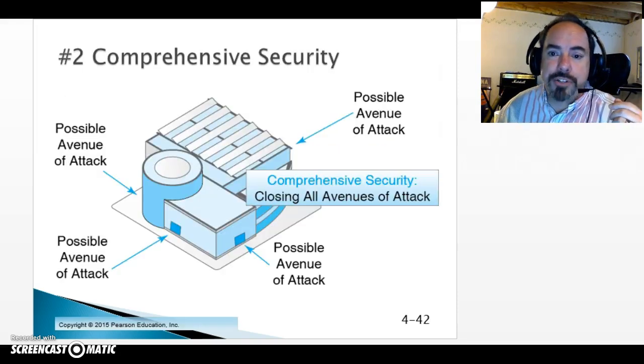Number 2 is comprehensive security. There are many, many, many ways to get into the castle, if you will. The front door, the back door, swimming across the moat, leaping across the wall, however you want to think about it. Comprehensive security means not closing all the doors, but putting a guard at every door, every possible mode of ingress into the network. That's what comprehensive security is.